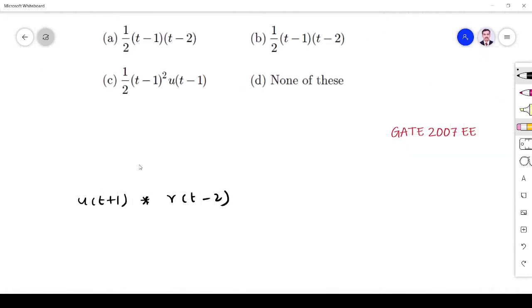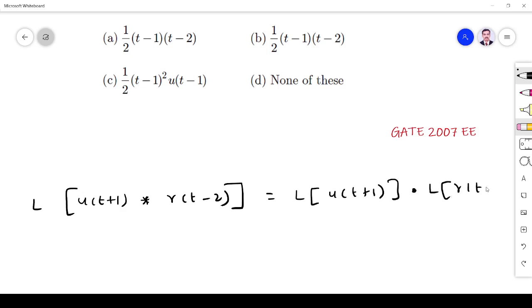What I do here is take the Laplace transform of both of these. Convolution will become multiplication. Then I take the inverse Laplace, and I will get the original answer. So this becomes L of u(t+1), and if I take convolution, in the Laplace domain it becomes multiplication, L of r(t-2).